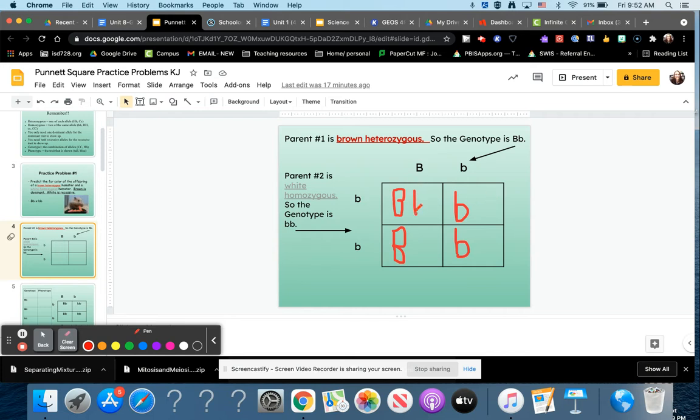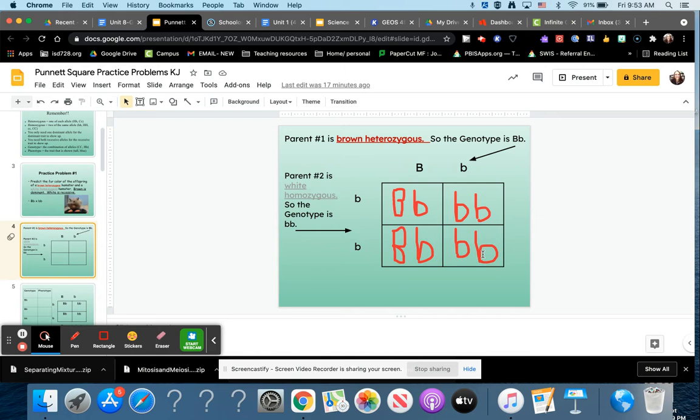So I'll write little b, little b, little b, little b. So what this now tells me is that of my offspring, they could be big B, little b, big B, little b, little b, little b, or little b, little b. So what does this mean?